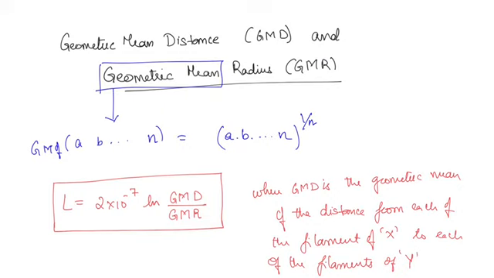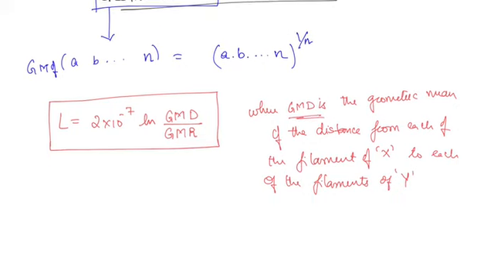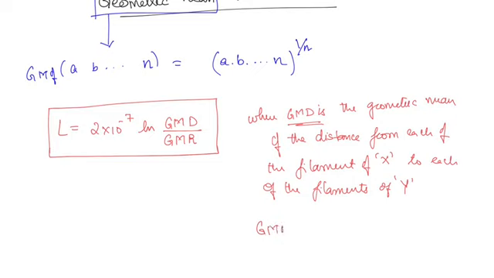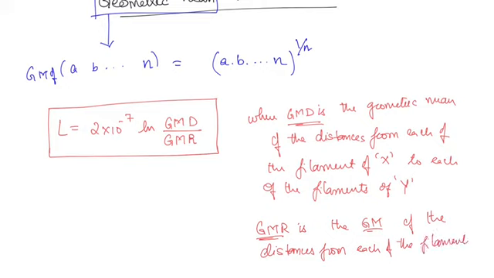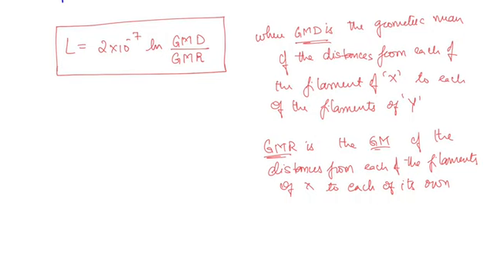Okay, this is GMD. And what is GMR? GMR is the geometric mean, we are abbreviating here as GM, of the distances from each of the filaments of composite conductor X to each of its own strands or filaments.